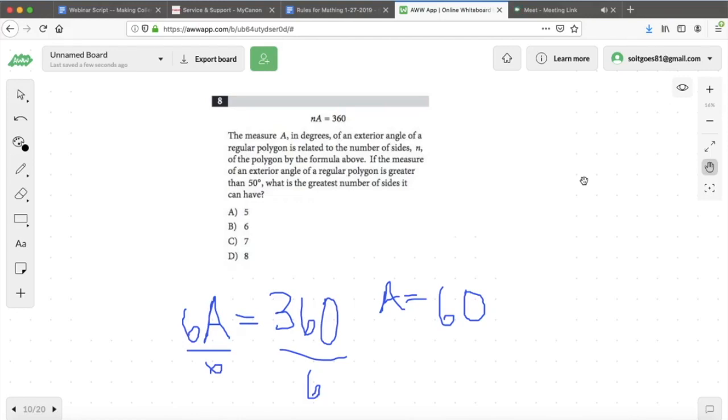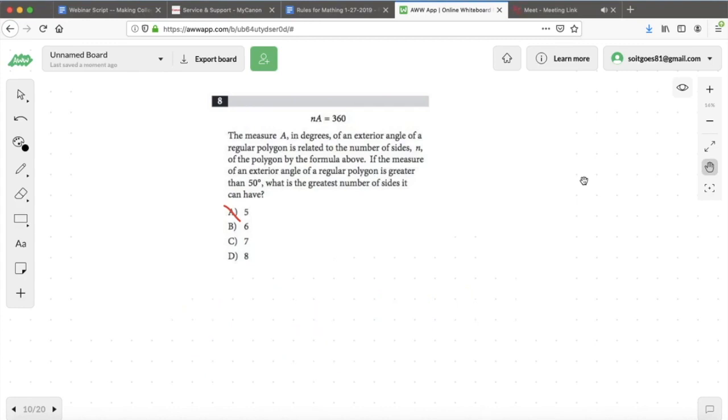Yeah. So, 6 is bigger than 5. Right? And it gives us an exterior angle, an A value bigger than 50. So we can eliminate A. Let's test answer choice C. I'll clear some space. We're doing the same thing. Is this complicated, Juliana, or is it making sense? Yeah, it's making sense. Great.